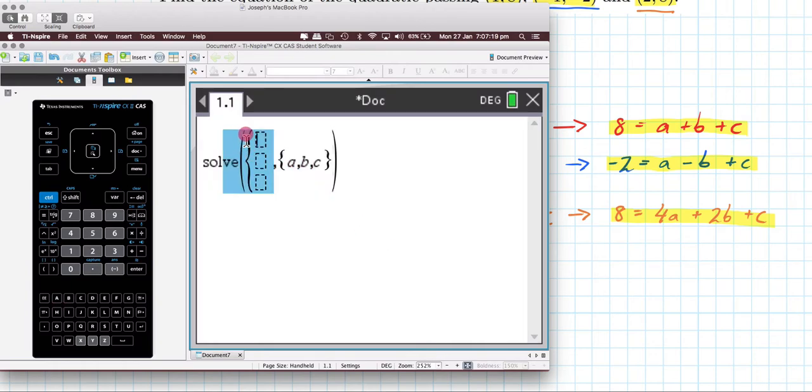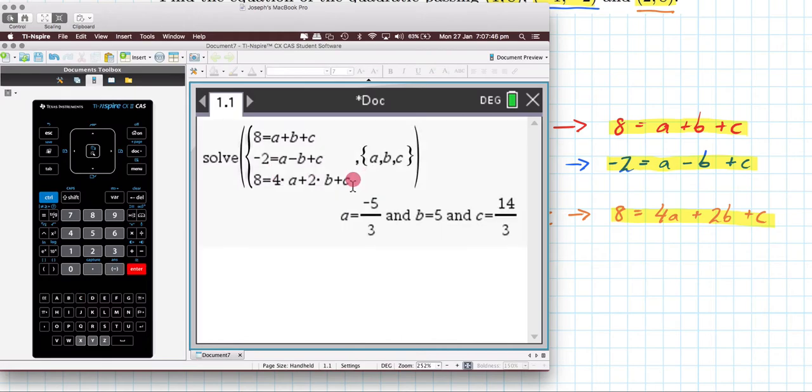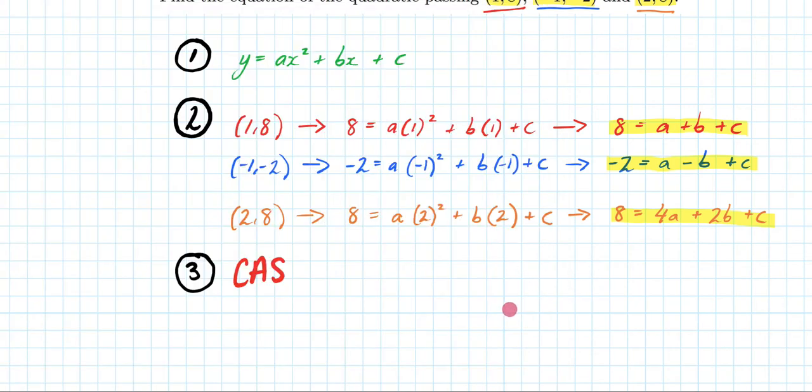I hit OK. And now what I do is I simply type them in. So my first one is 8 equals a plus b plus c. My next one is -2 equals a minus b plus c. And my final one is 8 equals 4a plus 2b plus c. Double check that you've written them all in correctly. That looks good. And then hit enter. And as you can see here, we've been given a equals -5 over 3, b equals 5, and c equals 14 over 3. So let's keep those in our heads and now write them down.